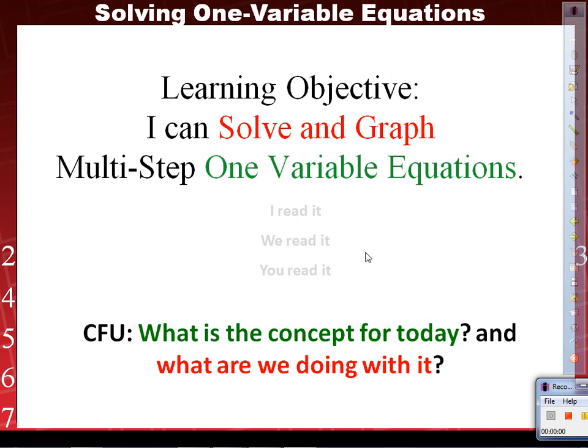Now, notice on your Cornell notes, it's a little bit different. I just wrote, I can solve and graph one-variable equations. Okay? Because we're going to focus on one-variable equations, which is our main concept for today, and probably this week and half of next week.